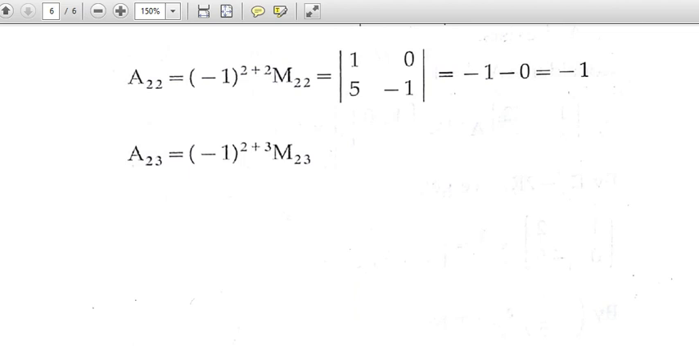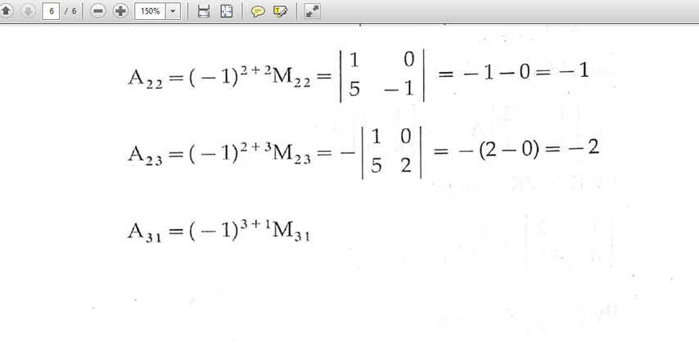Next A23. A23 means minus 1 raised to 2 plus 3 into M23. Now minus 1 raised to 2 plus 3, that is minus 1 raised to 5, and minus 1 raised to 5 is minus sign, because 5 is an odd number, so the result will be minus sign. And now M23, deleting second row, third column, we get determinant 1 0 5 2. And the expansion of the determinant is 1 into 2, that is 2, minus 5 into 0 is 0. So 2 minus 0 is 2, and minus of 2 is the answer minus 2.